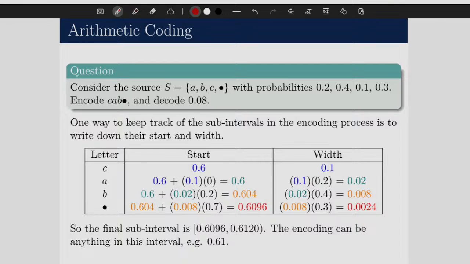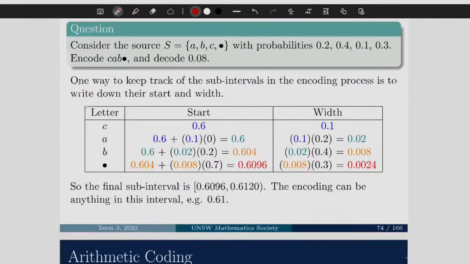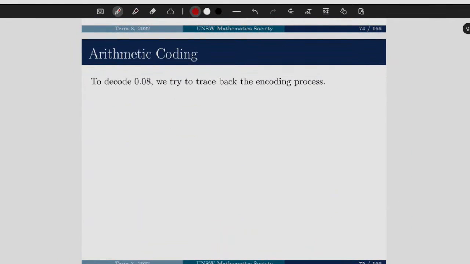Hopefully that is all good. But alternatively, let's decode. We have to decode 0.08. Essentially, what we're trying to do is trace back the encoding process. First things first, I'm going to draw this again, because I very much like to read off of this when I am encoding and decoding: 0, 0.2, 0.6, 0.7, that's going to be A, B, C, and stop. To decode 0.08, first we need to identify which interval this lies in.